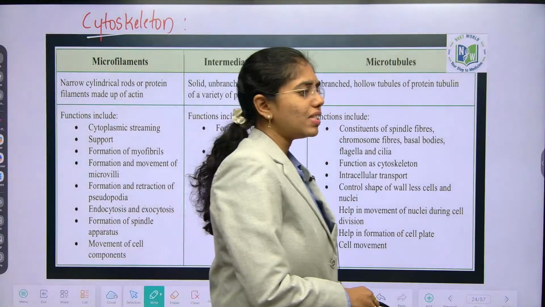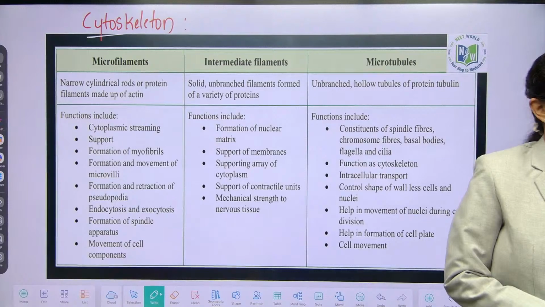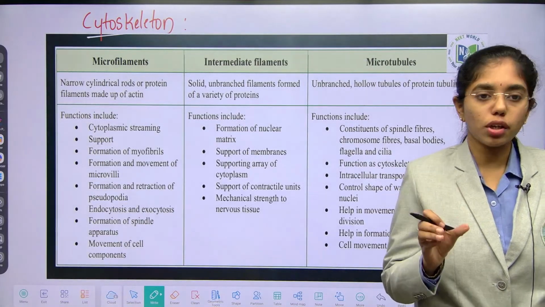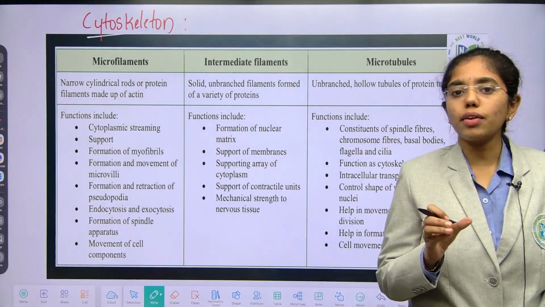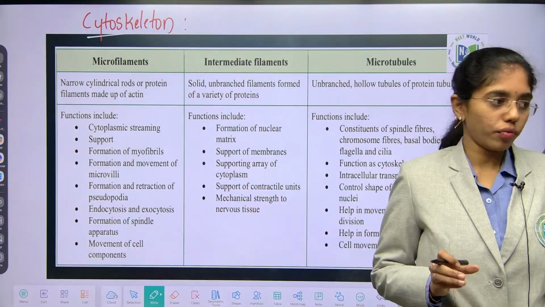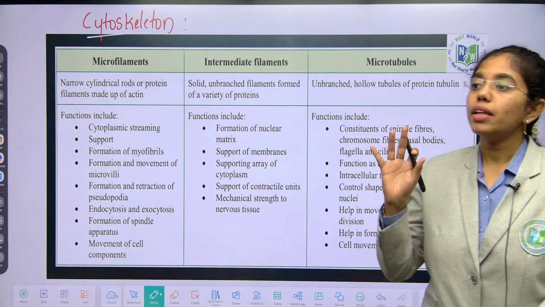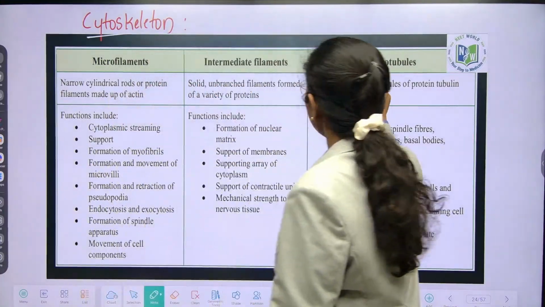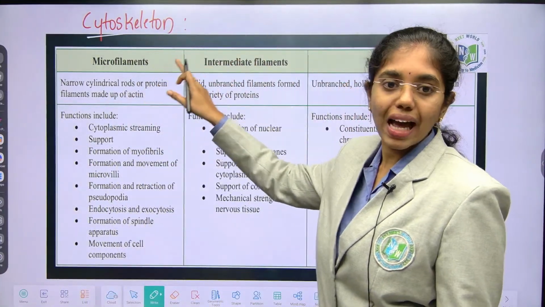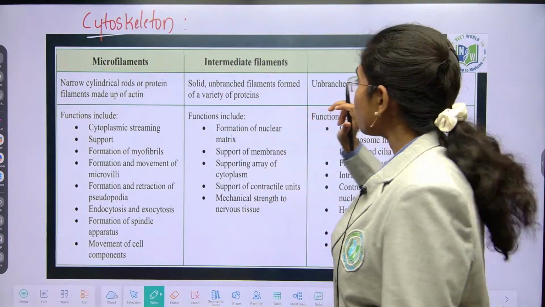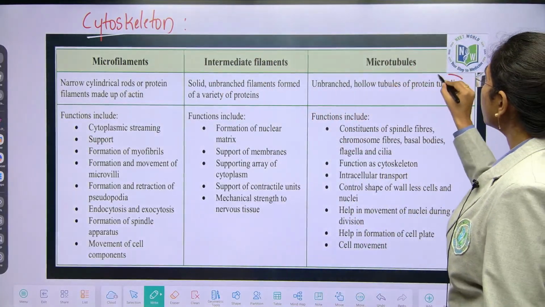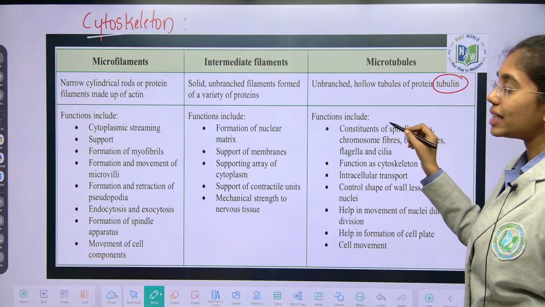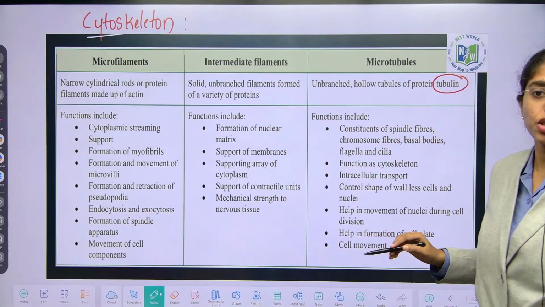The name itself is saying: cyto is cell, skeleton is structure, which gives proper structure to the cell and helps in both intracellular and extracellular motility of the cell, for which we have 3 major proteinaceous structures. Those are microtubules, microfilaments and intermediary filaments. Microtubules will have tubulin protein. Okay, these are unbranched hollow tubular structures.